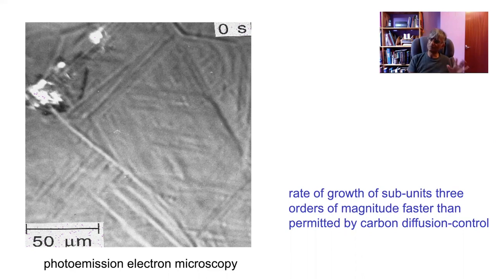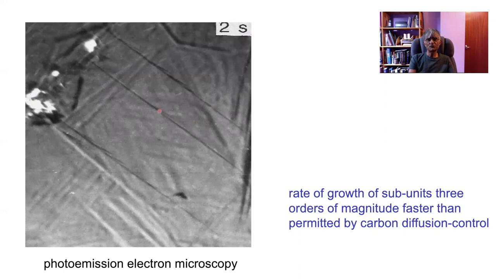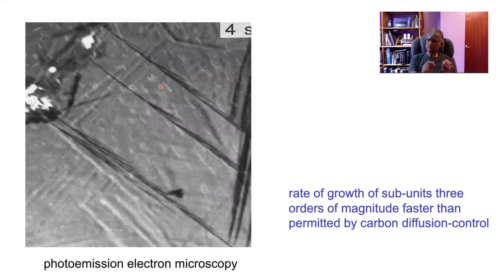I'm going to show you a sequence of four images taken using a photo emission electron microscope. And I wanted to focus on this region here. And you will see individual platelets of bainite growing. Okay, so that is after 1 second. This is after 2 seconds, and you can see other platelets forming because the structure is evolving as a sheaf and so on. Okay, so we can directly measure the growth rate of individual platelets. And when we analyze that, it is three orders of magnitude greater than would be permitted by diffusion controlled carbon diffusion controlled growth. Okay, so completely consistent with the mechanism that we have deduced.